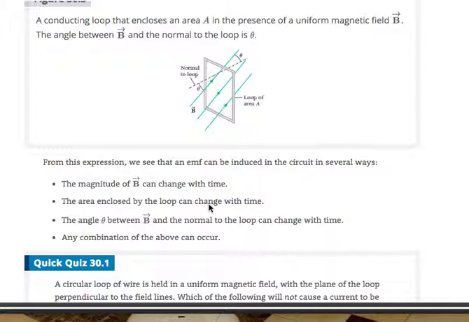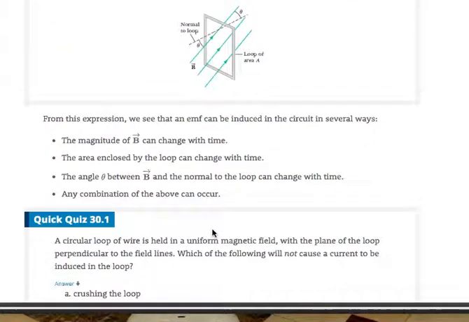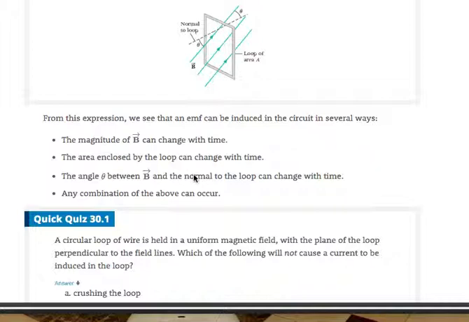An area enclosed by the loop can change with time. That would also change the flux. The angle theta between the magnetic field and the normal to the loop can change with time, and so can any combination of the above. So if there's a changing magnetic flux, a back EMF, or an induced EMF, will be produced to try to keep the magnetic flux constant.